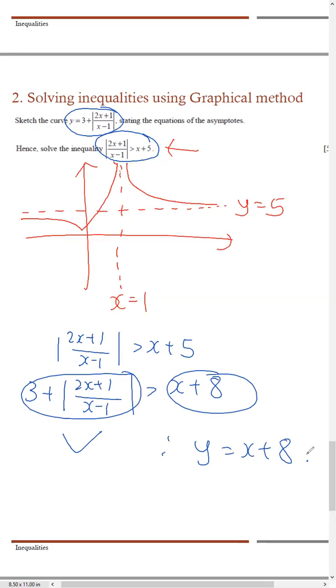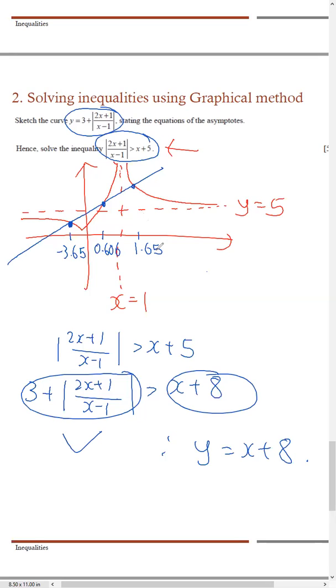So I'm going to draw on the graph. From your GC, you can determine the intersections. I just need the x values. This x value here will be negative 3.65. This x value here will be 0.606. And this x value here will be 1.65.